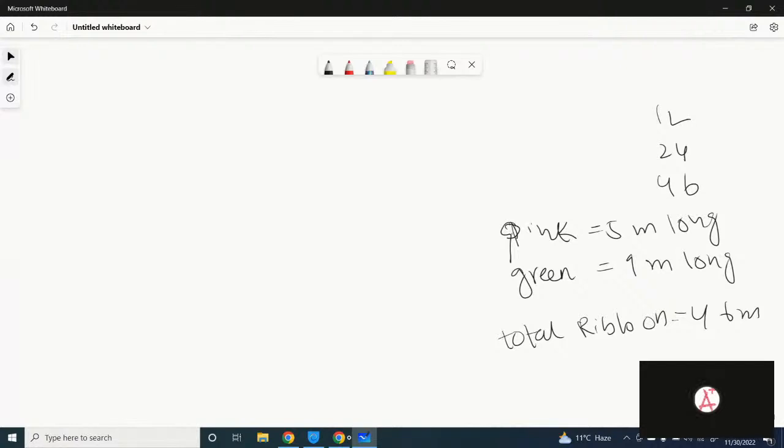Got it? Okay, let's check with the first option. The pink is 1, 5 times 1, and the green is 2, 9 times 2. Let's see if they make 46. 5 times 1 is 5, and 9 times 2 is 18. 18 plus 5 is 23 meters. That means this isn't the correct option. Got it?